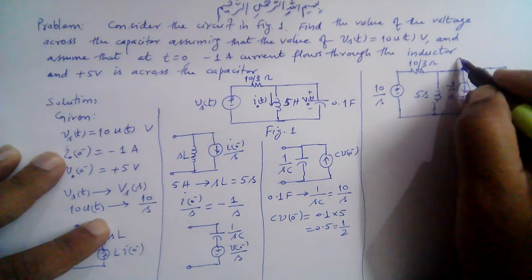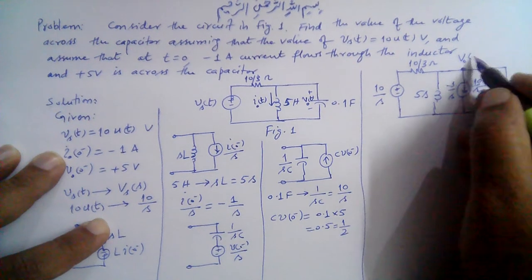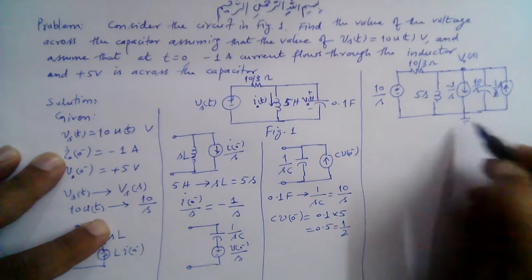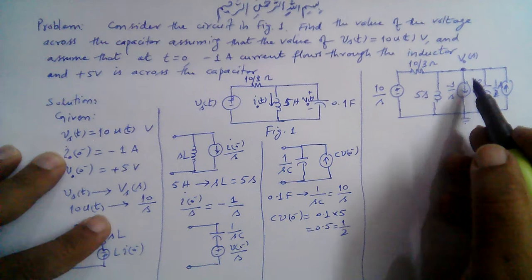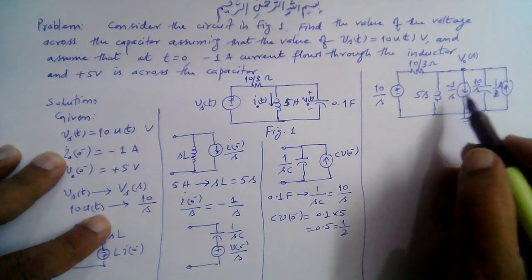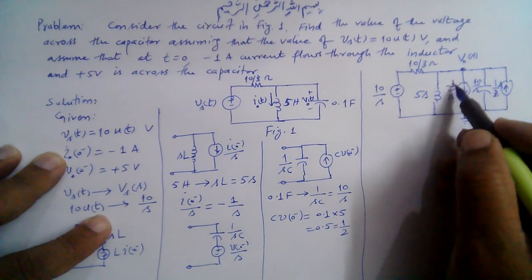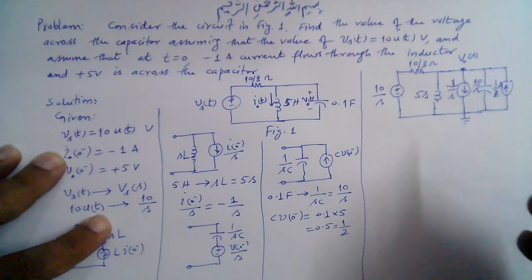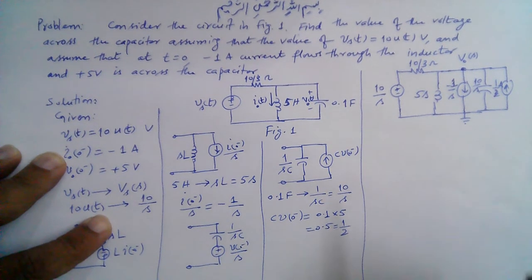So the voltage across the capacitor in the frequency domain, let's call it V naught. This was V naught of t, so we call it V naught of S here, and let's assume this is the ground node. And now we can apply node analysis. This is the single node that we need to solve for, and this V naught of S will give us the voltage across the capacitor in the frequency domain. And then we can find the inverse Laplace transform to find V naught of t in the time domain.